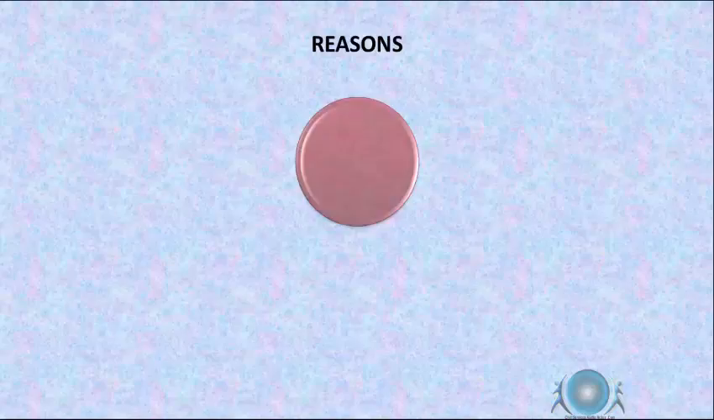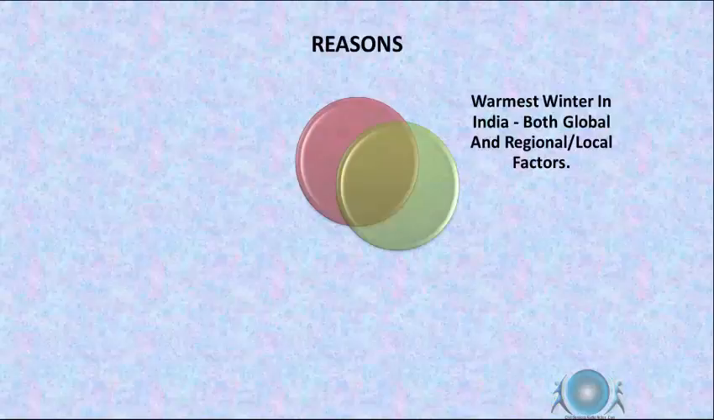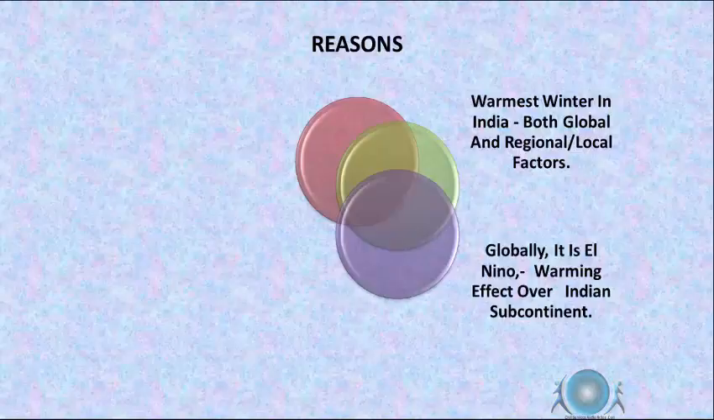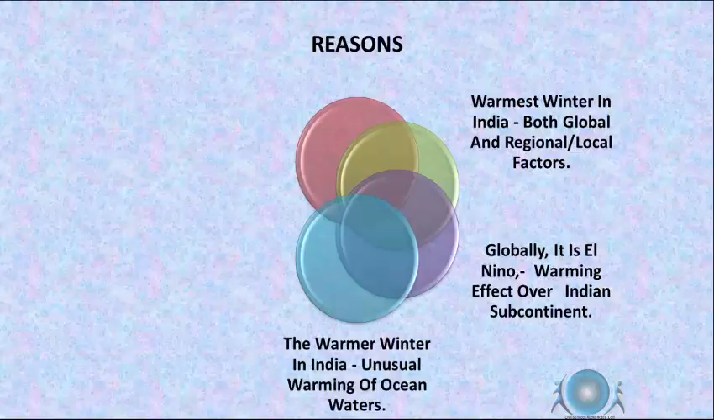The reasons for the warmest winter in India in several years are global, regional and local factors. Globally, it is the persisting El Nino phenomenon, one of the strongest ever, that is believed to be having a warming effect over the Indian subcontinent. The warmer winter in India is a part of a global weather pattern that has been dictated by an unusual warming of ocean waters thousands of miles away.